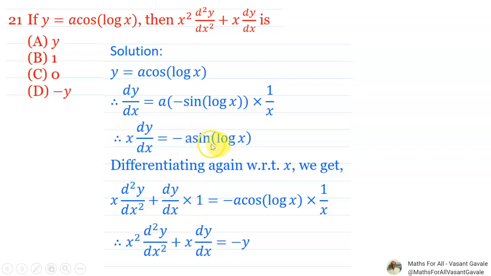Next, minus a sine of log x, derivative is a cos of log x into d by dx of 1 upon x. Minus sign as it is carried out there. Therefore, again multiply this whole expression by x. Then you will get x square into d2y by dx square plus x into dy by dx, minus y. Okay. And hence we have to find out its value. Therefore, option D is correct.